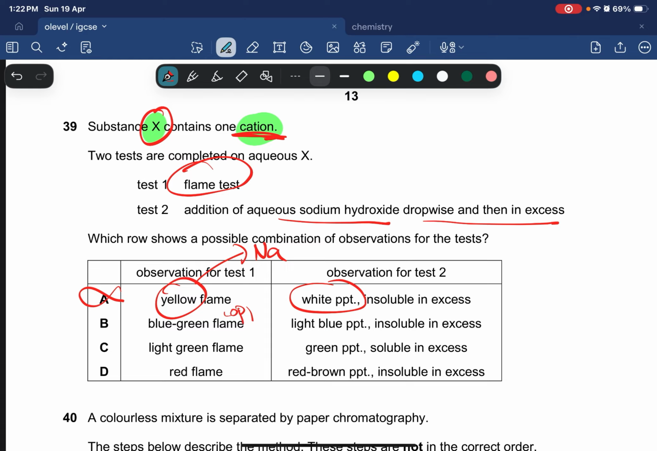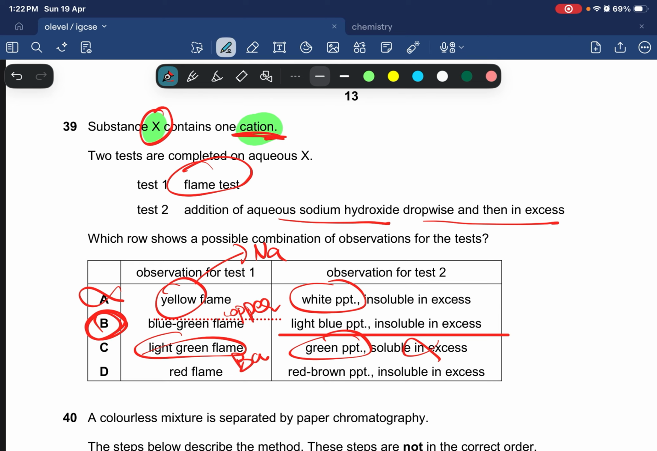If this is for copper, then light blue precipitate insoluble in excess of NaOH. That is correct. Copper gives light blue precipitate, so correct. Light green flame, that's for barium, and green PPT, barium gives white PPT. Red flame, that is for lithium, and red brown PPT, that is for iron 3+, so not possible.